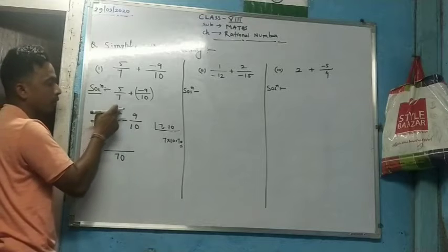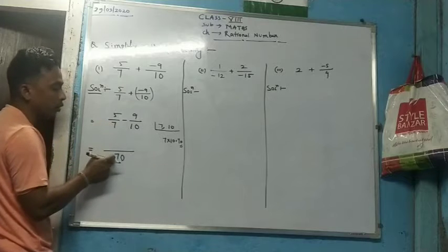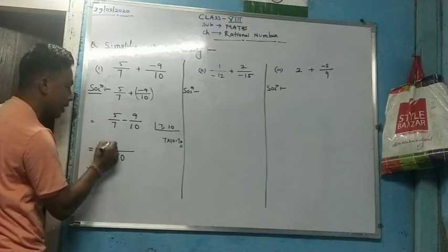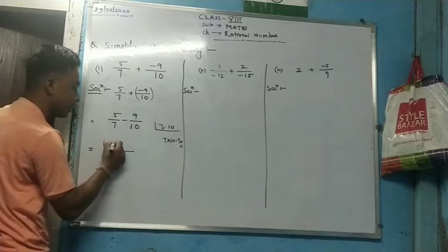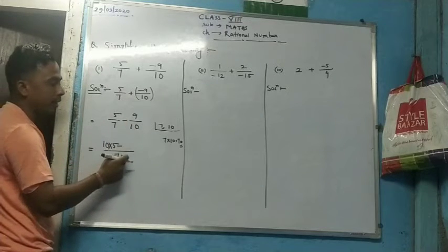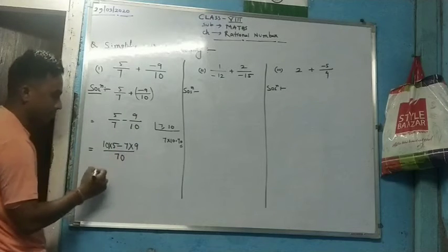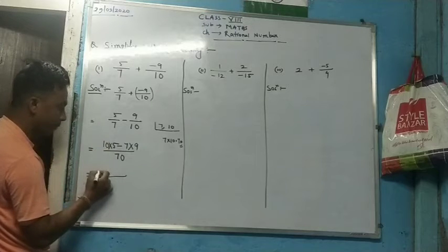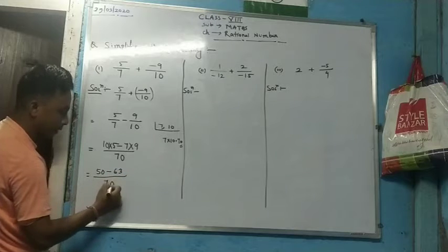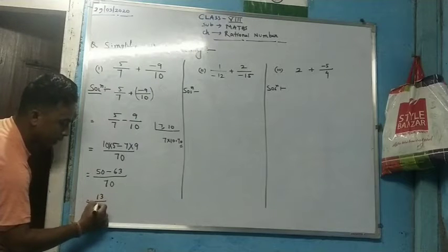Now look at the first term. It is 5 by 7. What is in the denominator? 7. So 7 multiplied by what will get 70? 7 into 10. So I will write 10 into the numerator, 5. What is the sign? Minus. 10 multiplied by what will get 70? 10 multiplied by 7, into what is in the numerator? It is 9. So the procedure is this only. 10 fives are 50 minus 9 sevens are 63 by 70. So plus minus is minus: 63 minus 50, I will get 13, and the denominator is 70.